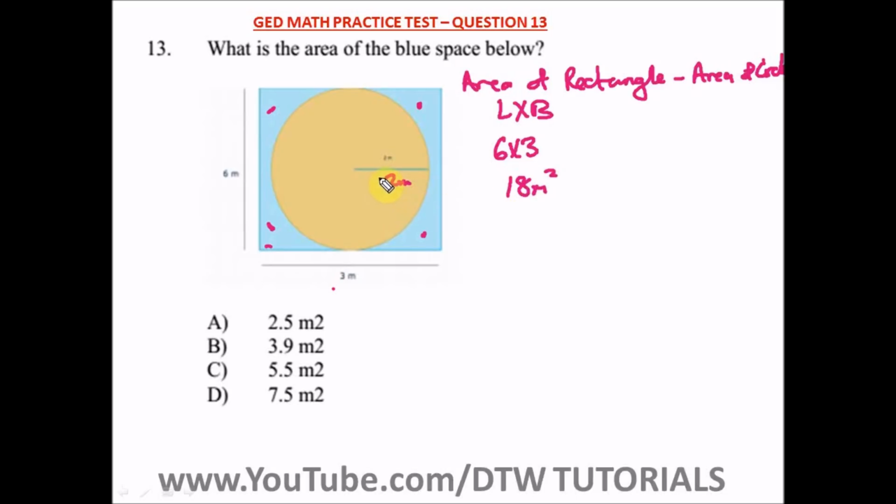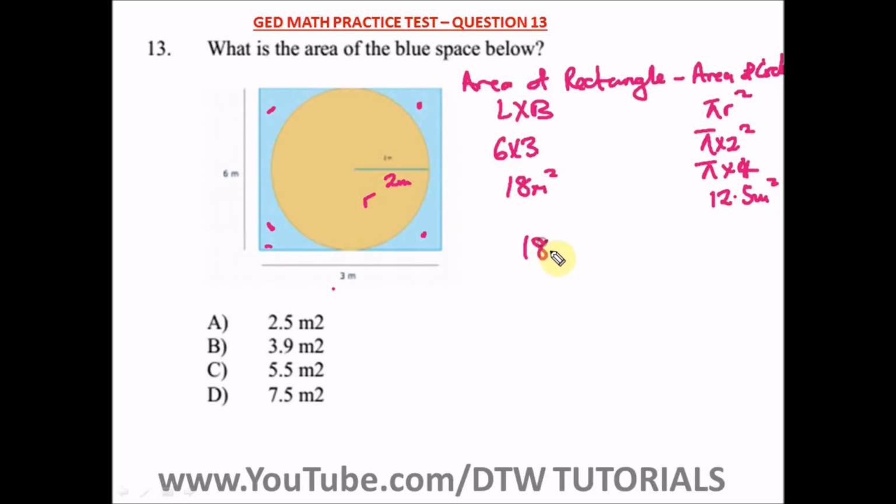What's the formula for finding the area of a circle? That is pi r square. So we have pi times our r, which is our radius, is 2. So we have pi times 2 square, pi times 4. And what is pi times 4? This is about 12.5 meter square. So we subtract 12.5 meter square from 18 to get the area of our blue space.